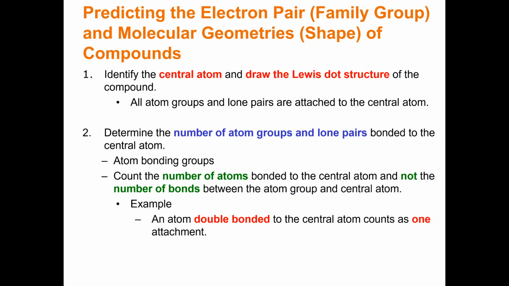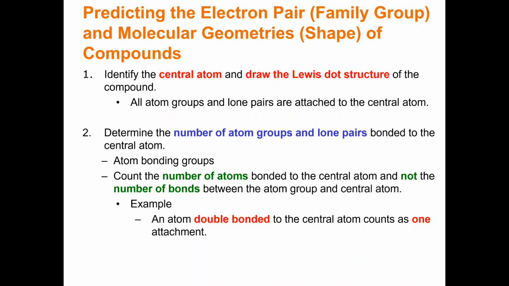Okay, so these are some step-by-step rules on how to predict electron pair and molecular geometry. Hopefully I've shown you this enough, but let's go over the rules formally, that way you have these to look back on if you get stuck on anything. Okay, so identify the central atom and draw the Lewis structure. You have to start with a good Lewis structure on these. That's the only way to do this.